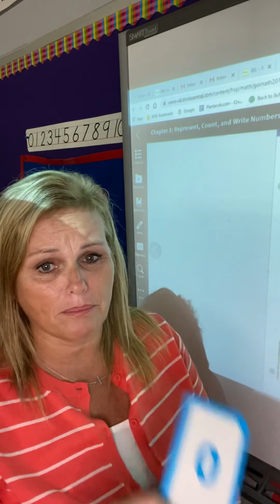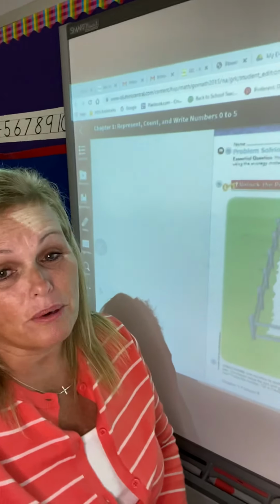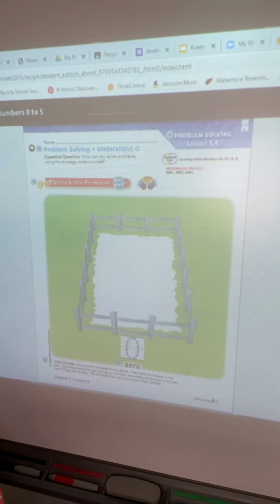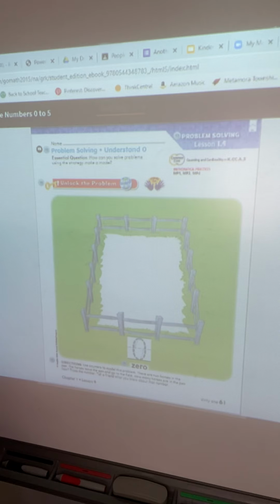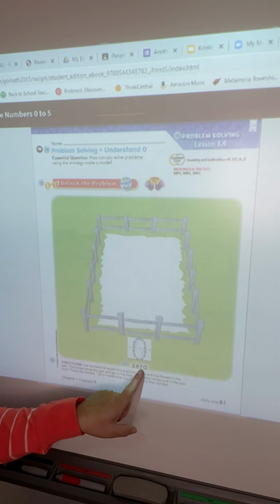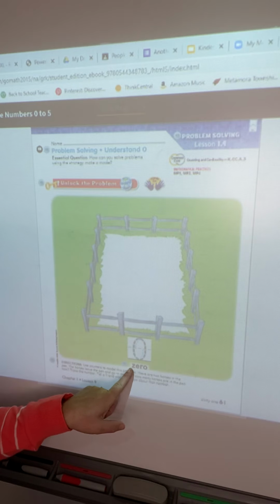So let's look at our worksheets for today and try to figure out what we need to do. Now remember, I said the word zero. Zero, you can see here, is spelled Z-E-R-O.